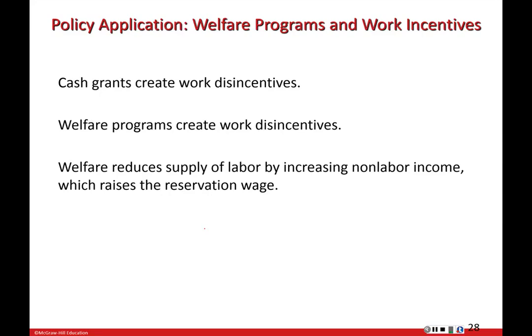Hello students, this is part 2 of my lecture on chapter 2, labor supply. So in this part we're going to focus on certain policy applications, welfare programs and work incentives.